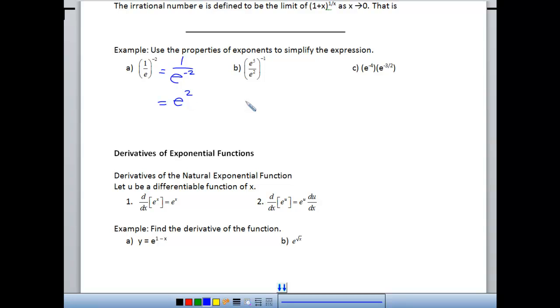With b, we've got e to the 5th over e squared, all to the negative 1. So we get e cubed to the negative 1. I dealt with the inside first. I was able to subtract my exponents. And so now I was left with e cubed to the negative 1. That's the same thing as what? 1 over e cubed.